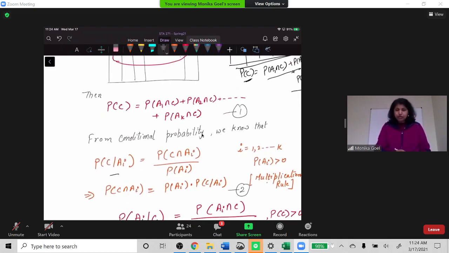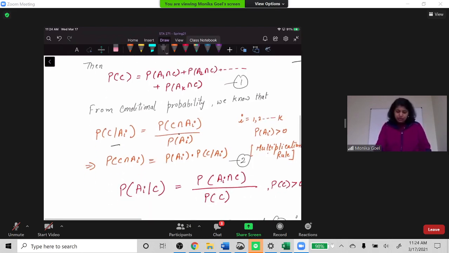So we are looking for C given AI: the conditional probability, the probability of C intersection AI over AI, the rule or formula that we just derived. And this one is your multiplication rule. You multiply these two, and then you get this value. Questions up till here? Anyone has any question?